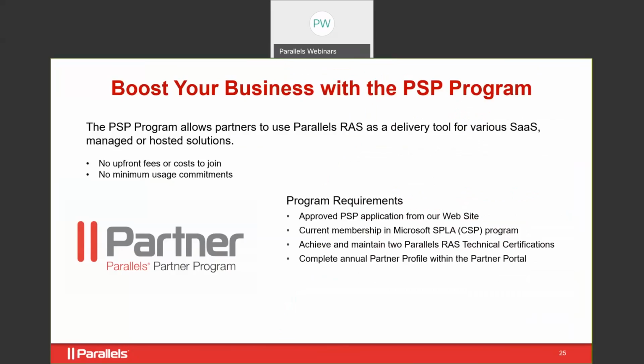So what's next? To become a Parallels service provider is very simple. There are no upfront costs to join, no minimum usage commitments. What you need to do is go on our website and apply to become a PSP. You need to have a current membership with the Microsoft Partner ESP program. If you don't have it, you have to let us know so we can do our own investigations there. You need to have 2 certified engineers, and all the certifications are totally free.